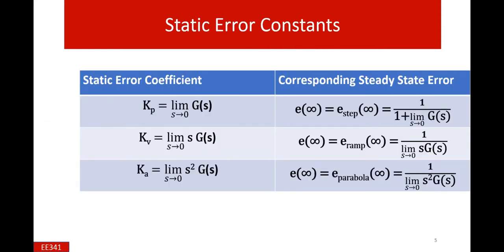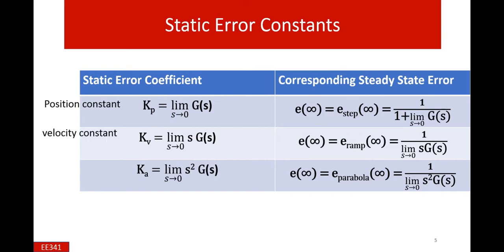So this is the summary for the different types of static error constants. If we take the open loop transfer function directly and apply the limit as s approaches 0, then this constant is the position constant. And we observed that when there is a step input, the corresponding steady state error is 1 over 1 plus this constant.